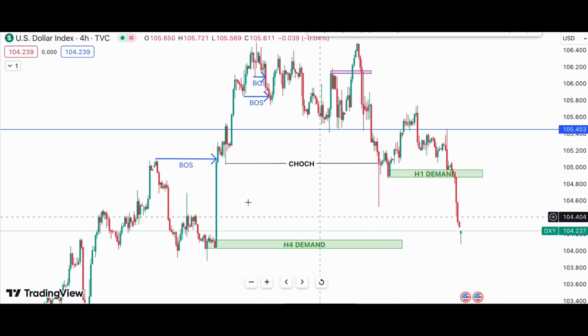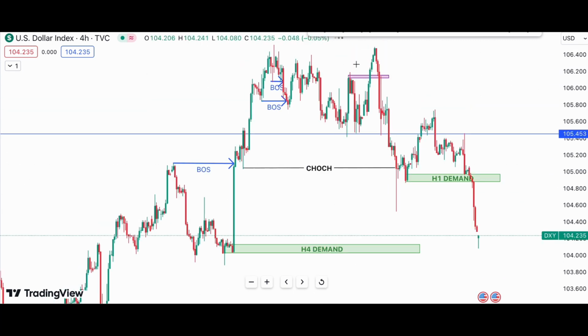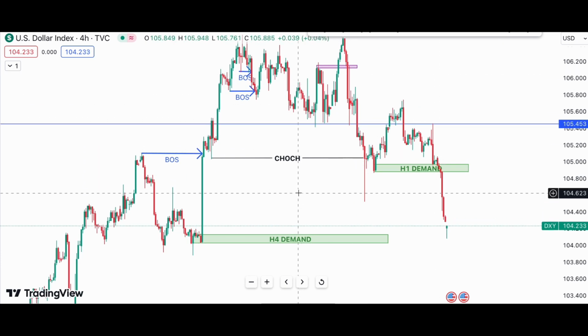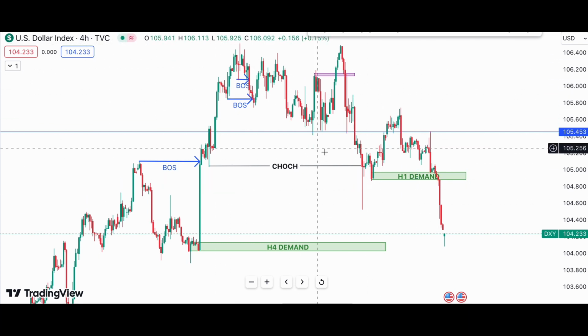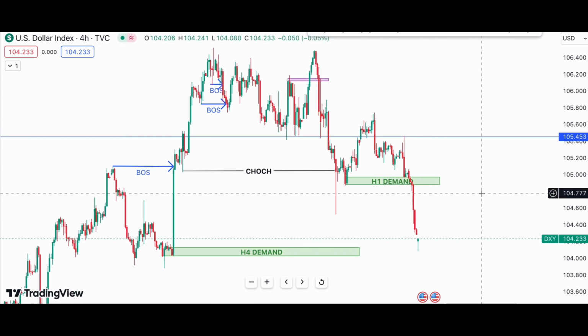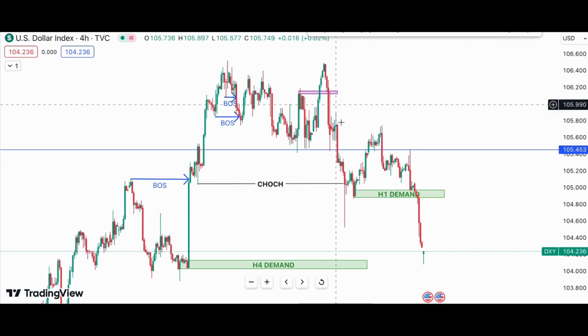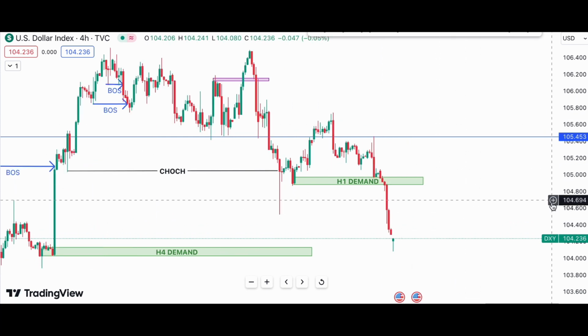So in this video we will continue to make some analysis on the US dollar first. As we can see right here, this is the H4 dollar index. The trend right now is a downtrend, because the change of character happens here. So when the change of character happens here, that means the trend is going to reverse.